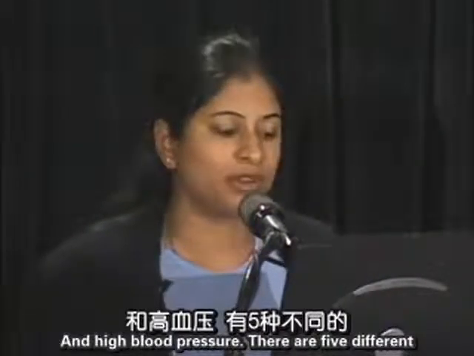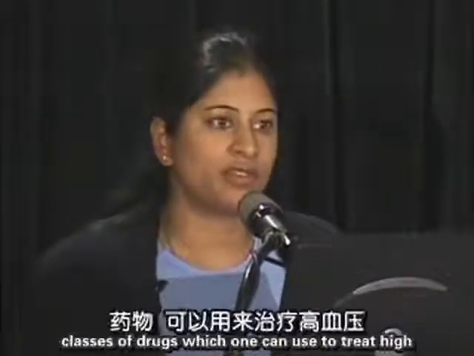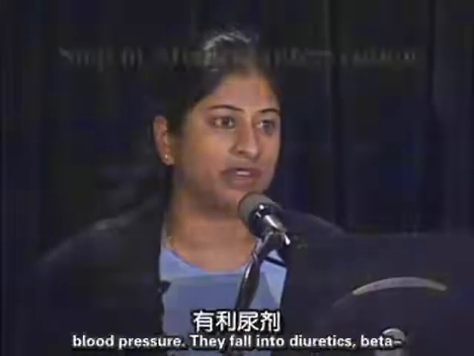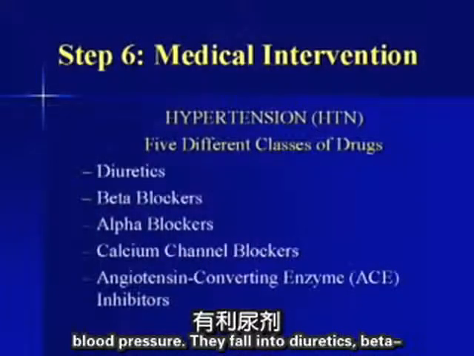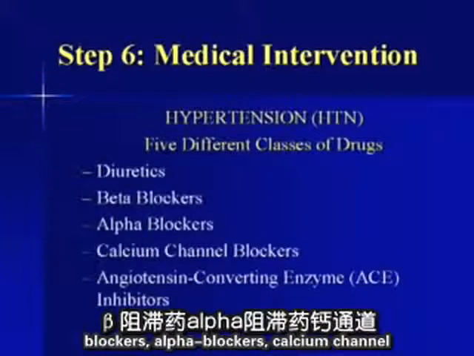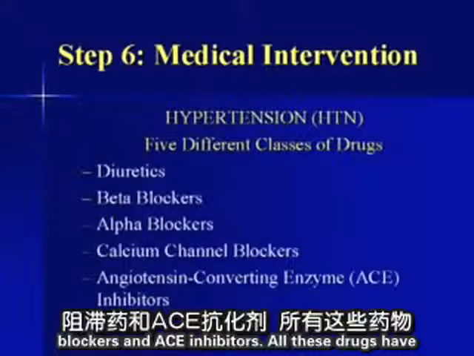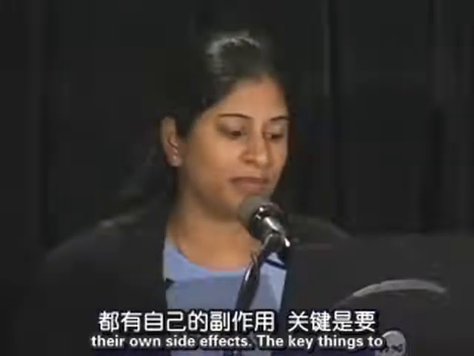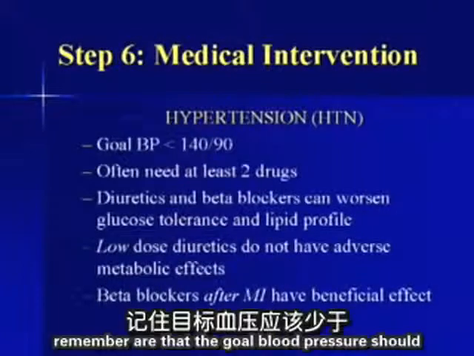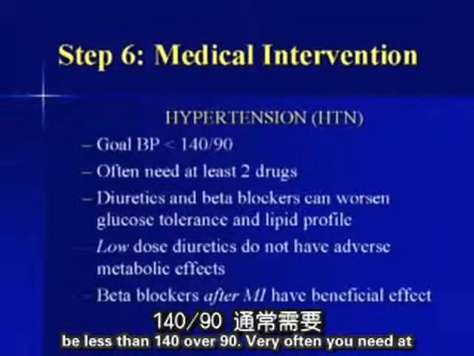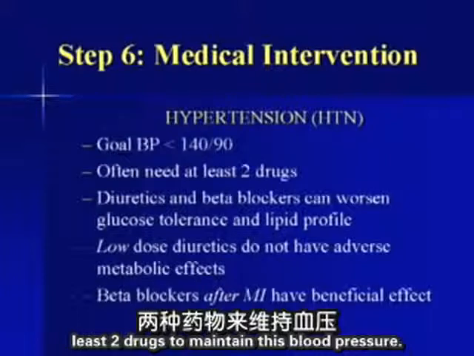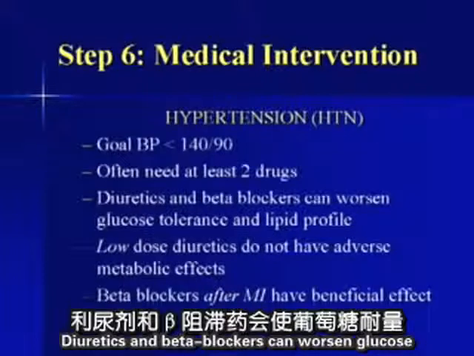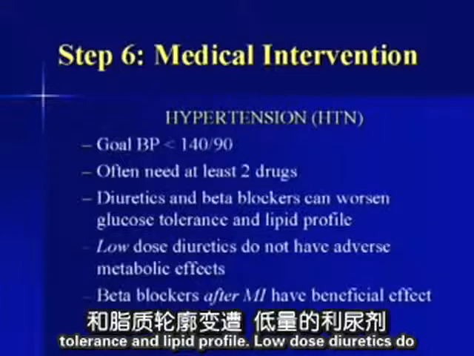And then high blood pressure. There are 5 different classes of drugs which one can use to treat high blood pressure. They fall into the range of diuretics, beta blockers, alpha blockers, calcium channel blockers, and ACE inhibitors. All these drugs have their own side effects. The key thing to remember is that the goal blood pressure should be less than 140/90. Very often you need at least 2 drugs to maintain this blood pressure. Diuretics and beta blockers can worsen your glucose tolerance and your lipid profile.